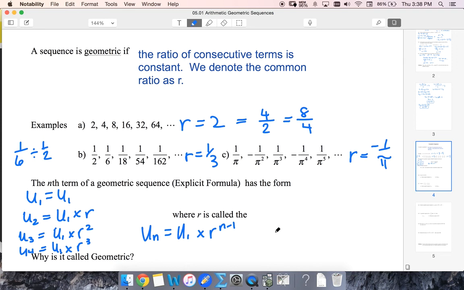Why is it called geometric? Well, I'm going to come back and talk about that in the next video.